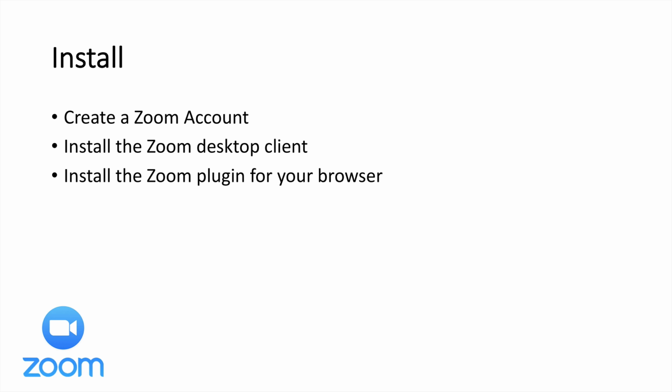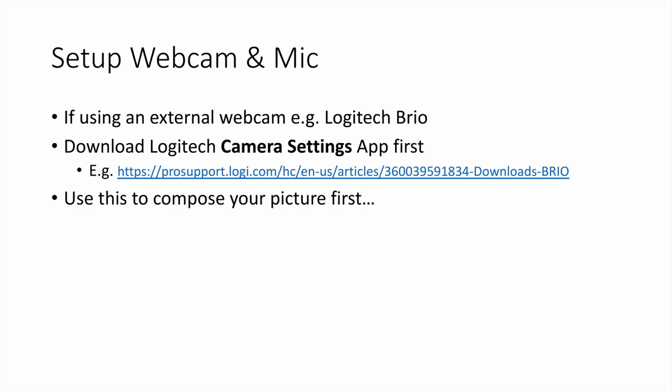You can also install the Zoom desktop client on your computer, and you might want to install the Zoom plugin for your browser and even the Zoom app for your mobile devices. Once you've done that, we can look at the setup. Part of your setup, if you're going to be running it on your computer, is to possibly use an external webcam. Now you can use the internal one, but if you are using an external one, there's an extra step, so we want to go through that.